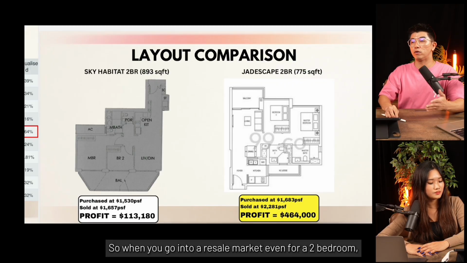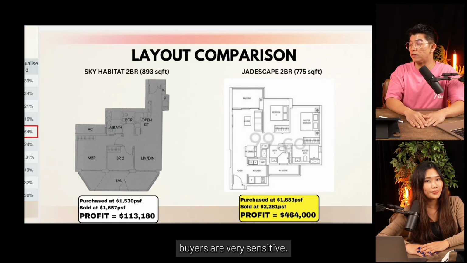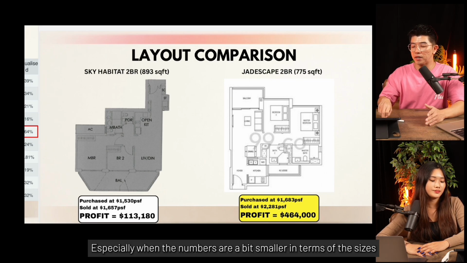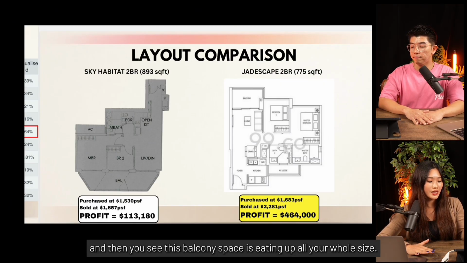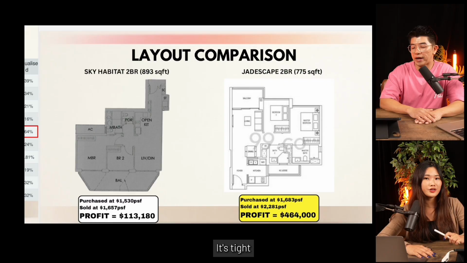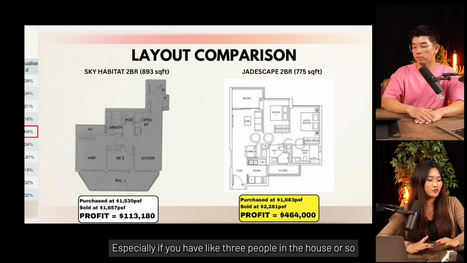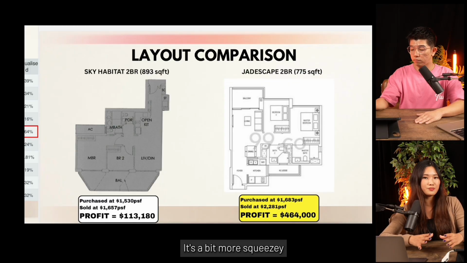So when you go into a resale market, even for a 2-bedroom, buyers are very sensitive, especially when the numbers are a bit smaller in terms of the sizes. You can really feel the difference when you step into the unit and you see this balcony space eating up your whole size, and the livable space is a compromise. It's very tight, especially if you have 3 people in the house, then it's a bit more squeezy.